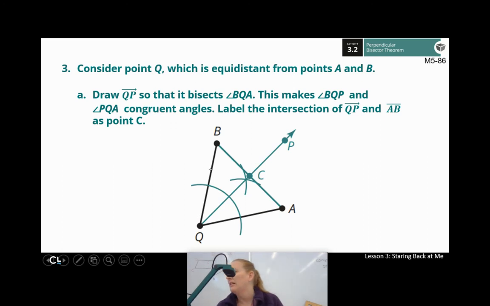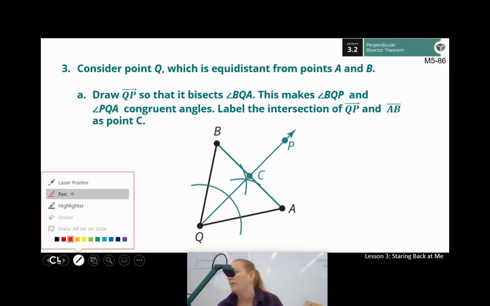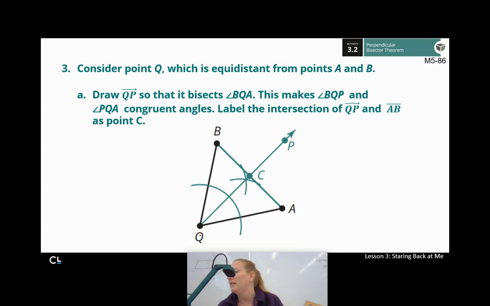So because these two sides are equal, because QB is equal to QC, because Q is the same distance from B as it is from A, that means that C is the midpoint of A and B. It also means this should be perpendicular. Ah, it goes the other way. How snazzy is that? It's snazzy.